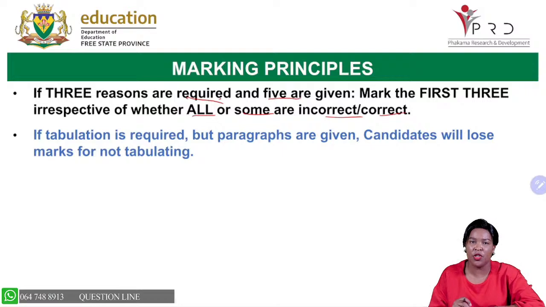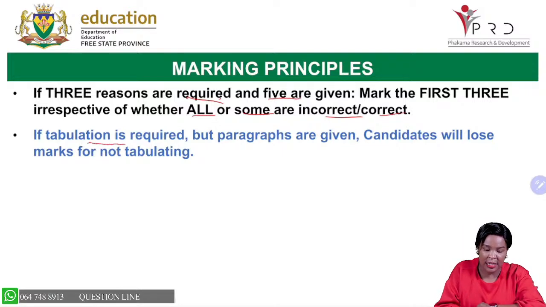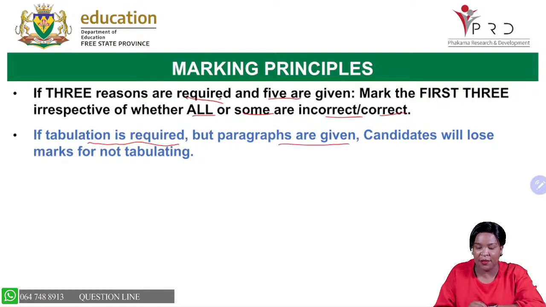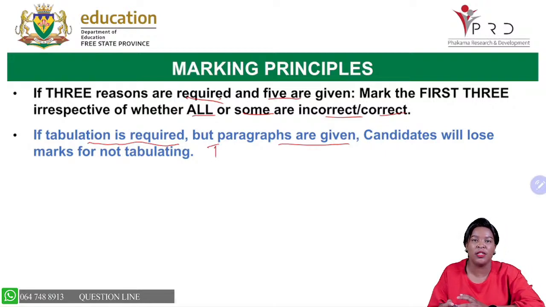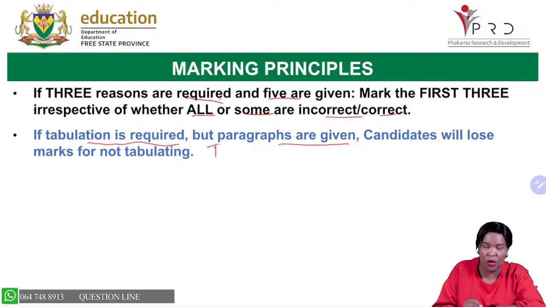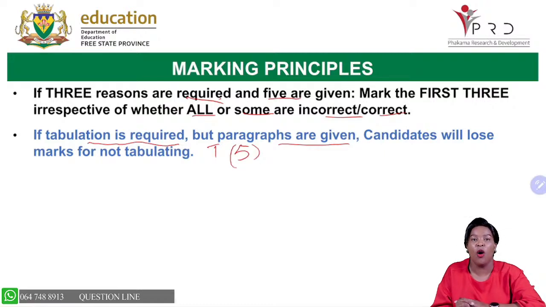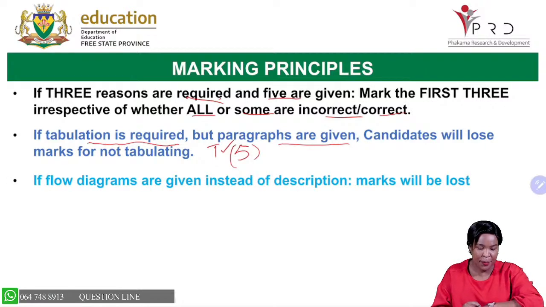The second principle that you need to look out for is that one of tabulation. When tabulation is required, but paragraphs are given, candidates will lose marks for not tabulating. So if you can check, when you are asked to tabulate 2 differences, you will see that the mark is not 4, it will be 5. That 5 factors in 1 mark for the table. So if you do not draw a table with lines that are going across and vertically, it is not a table and you are going to lose that 1 mark. Please do not lose marks unnecessarily.